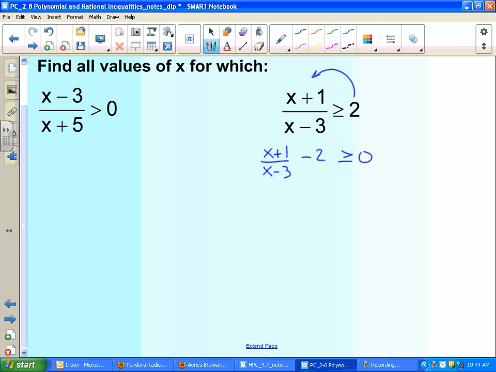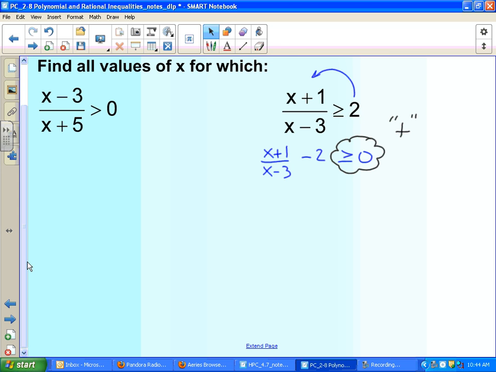Here's what I want you to think about. What am I looking for in my sign chart? Positives. Looking for positives in my sign chart. Now, I'm not quite done with this problem because I've got a little work to do. I've got a fraction on one side, and then I've got a whole number. What do I need to do with this? I'm going to have addition or subtraction involving fractions. What do they both have to have? Common denominators.